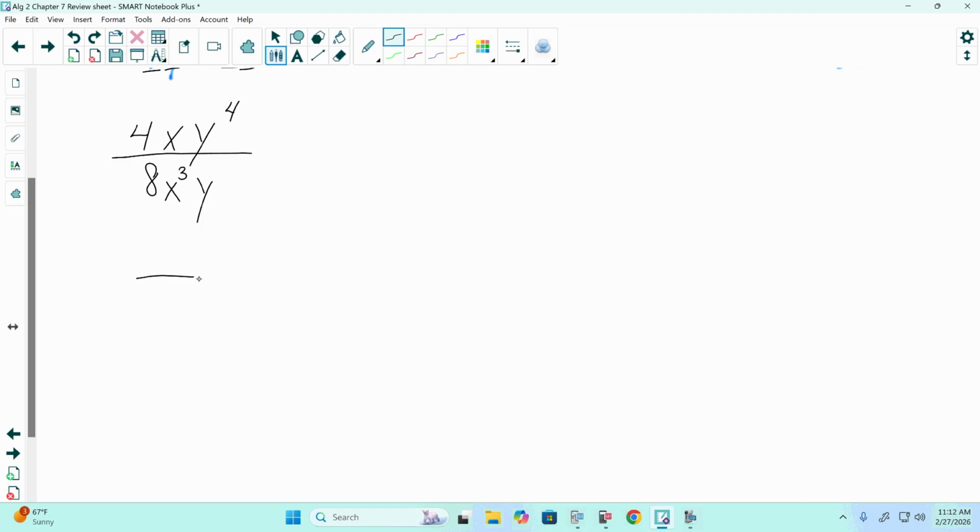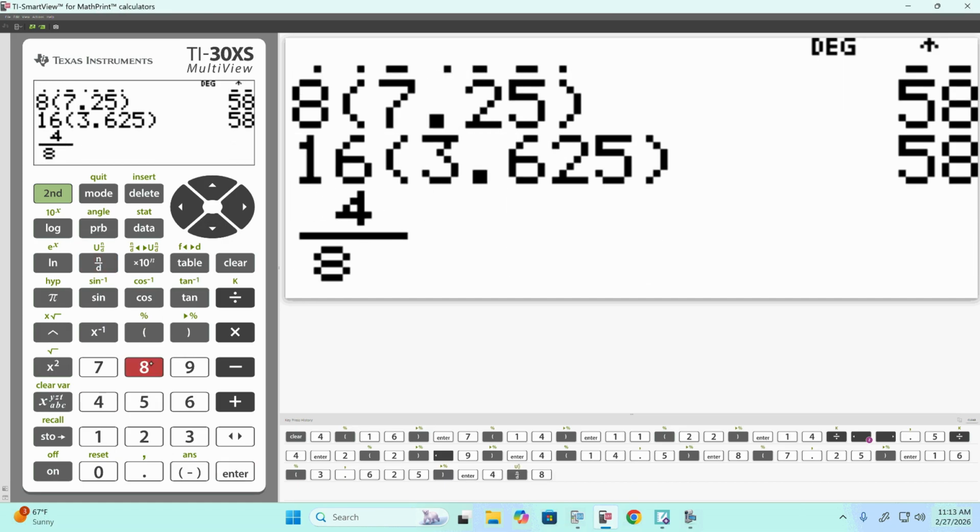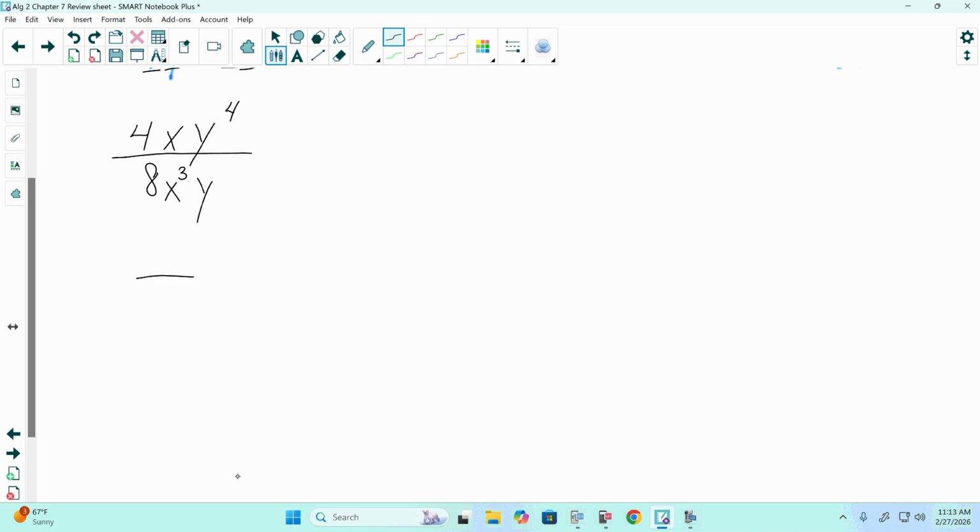Now we do have some common terms on top and bottom. 4 over 8 is going to reduce to what? Since it's just numbers, we can't cross it out entirely. So 4 over 8 reduces to 1 over 2. I don't write the 1 in just in case anything's left on top, because I don't necessarily have to write 1 times x or 1 times y. We understand that that's there.